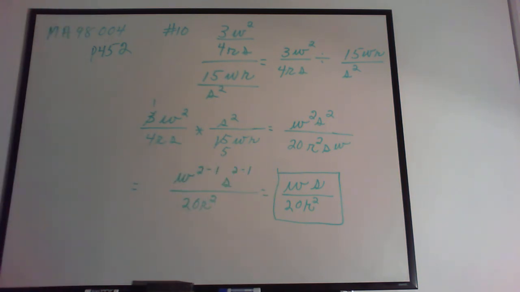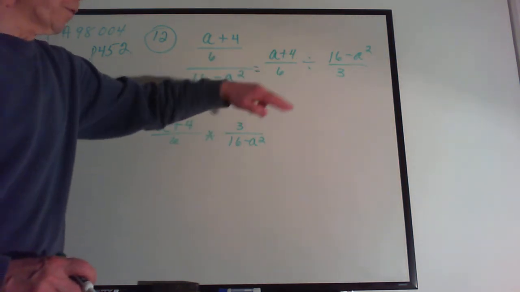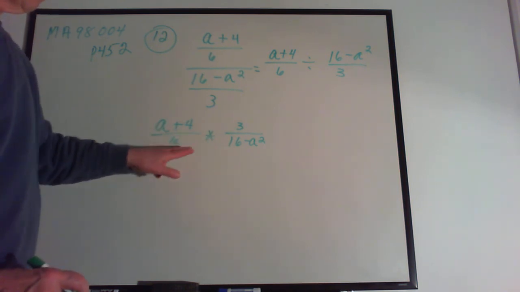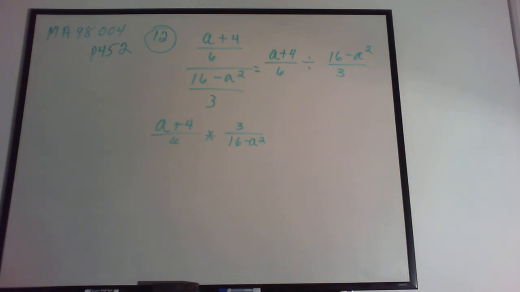All right, take a look at number 12. There's number 12 on the board. Study number 10 to see what your next step is. Pause the video. So I invert it, and now I'm going to simplify it. You have to factor this. Go ahead and do that, see what you get. Pause the video.